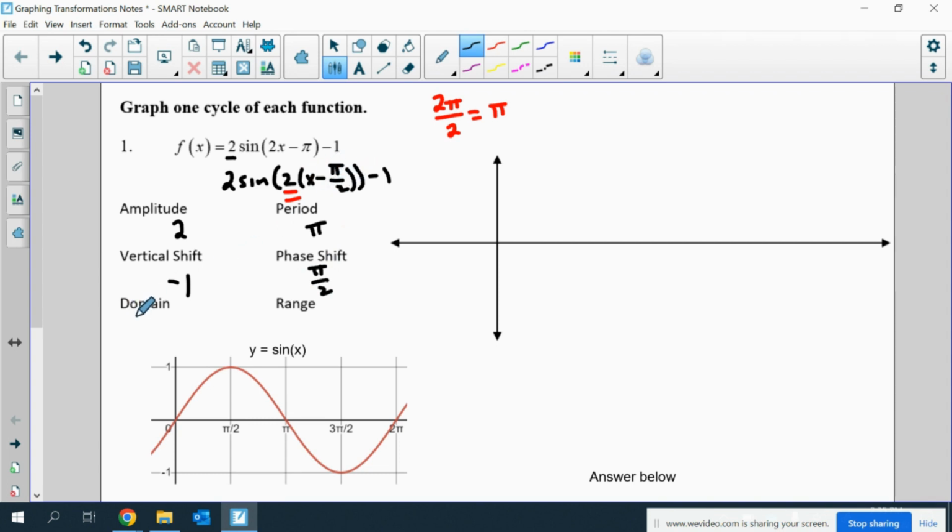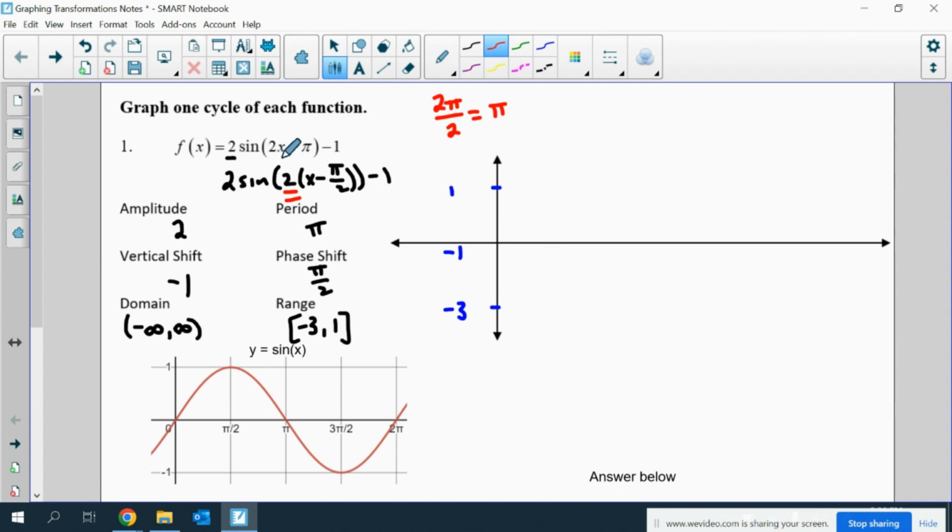Then the phase shift is to the right, pi over 2, because if I factor out this 2, I can easily see it. The domain of all sine and cosine functions is negative infinity to infinity. Then the range of a typical sine function, as we see from this picture, is negative 1 to 1. But I'm doing a stretch of 2 and a downshift of 1. So that means my graph will go from negative 3 up to 1 if I multiply all the y values by 2 and then shift them down 1. So the range is going to be negative 3 to 1 with brackets inclusive.